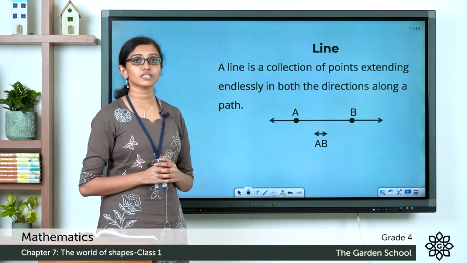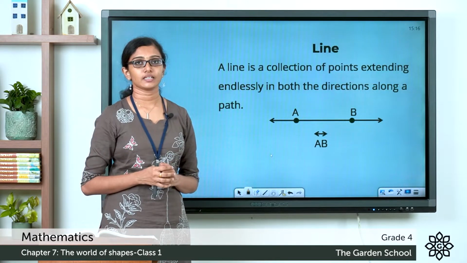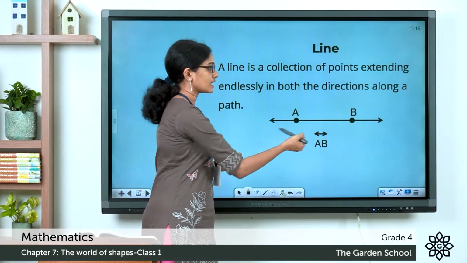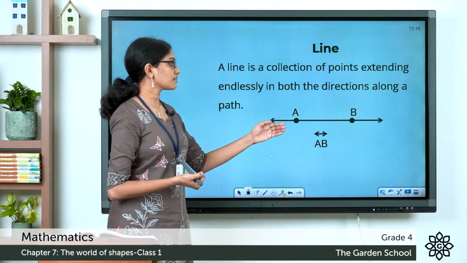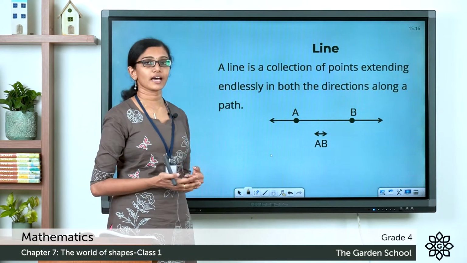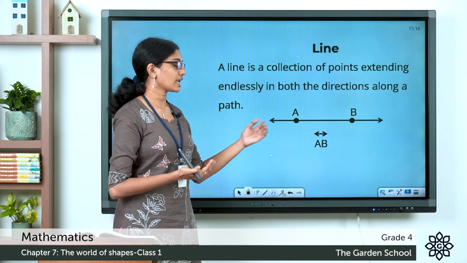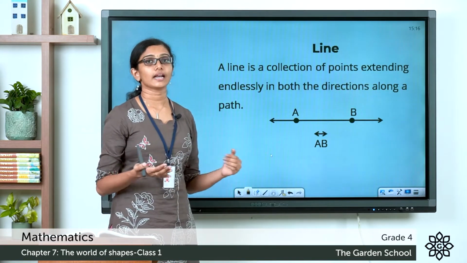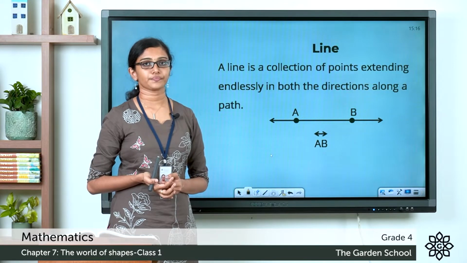Let's see how we can denote or represent a line. You see this symbol here, a double-sided arrow. This is the symbol that we use to denote a line. It shows that it is a line. This is a line AB which is extending endlessly in both directions.